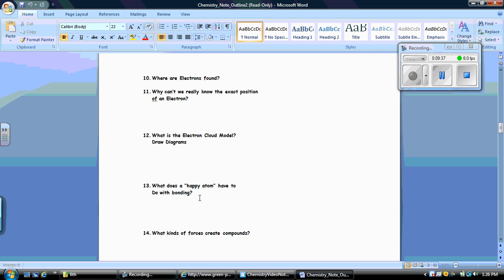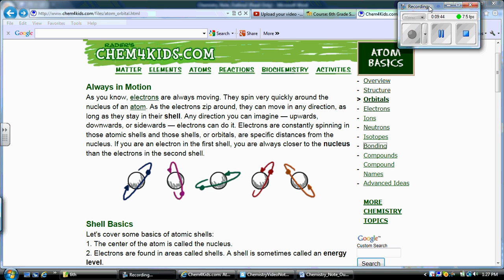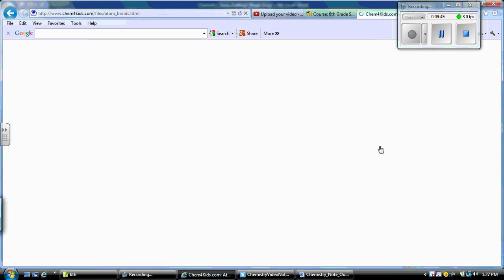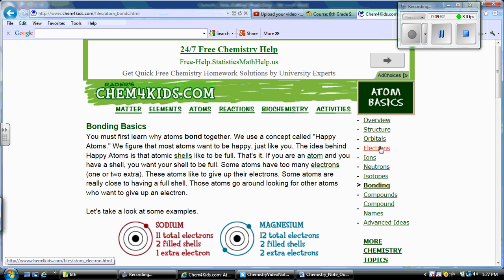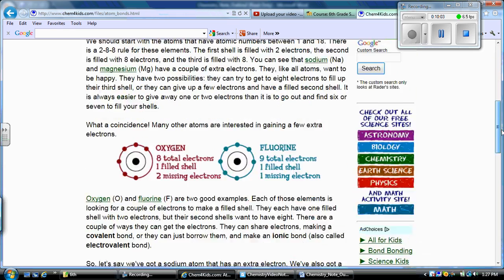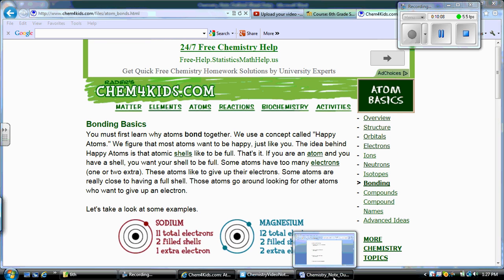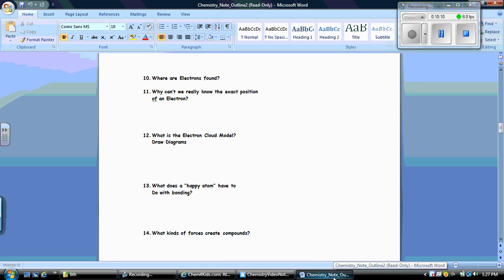Question 13, what does a happy atom have to do with bonding? So the question is asking about bonding. What I would do is look again at your overview, and look here, there's a section on bonding. Click on bonding. You're going to read about the basics of bonding. Look here, it's talking about happy atoms. So you're going to want to read this paragraph and figure out what it means to be a happy atom. And then it's going to give you some examples of how atoms bond. So this is the page where you're going to find your answers to question 13.